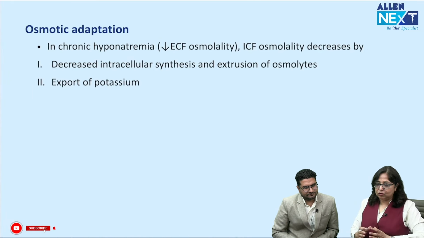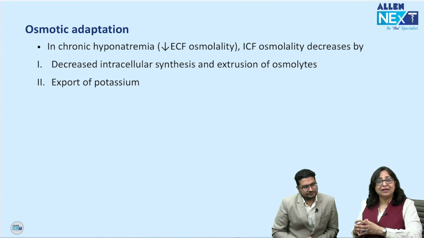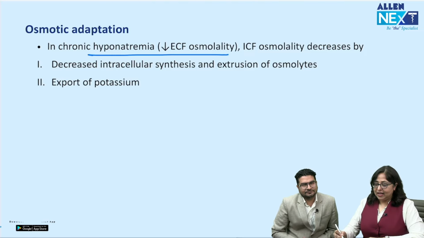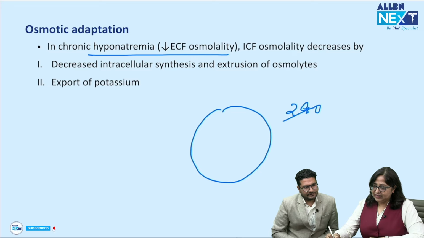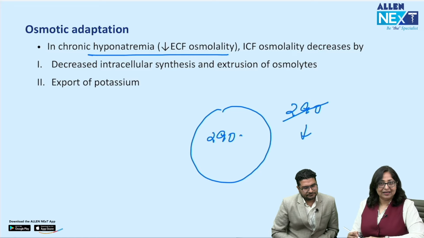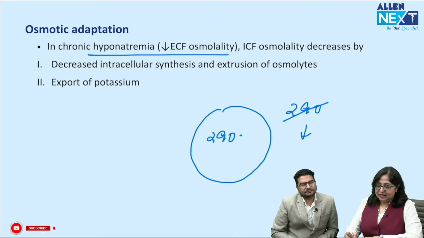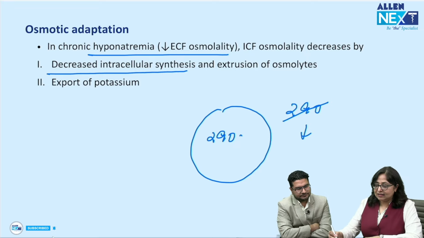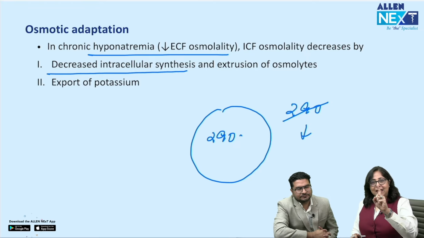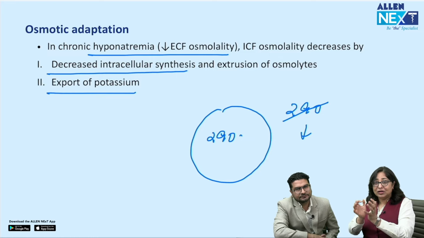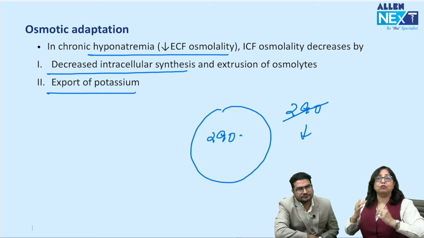Now let us see how osmotic adaptation takes place in hyponatremia. So hyponatremia means a reduced ECF osmolality. Now if the ECF osmolality from 290 has reduced, inside is at 290. Now I need to reduce the inside osmolality. So what do the brain cells do? They decrease the intracellular synthesis of osmotically active substances such as betaine, inositol, glutamine, and they also cause extrusion of these osmolytes. These osmolytes are thrown out of the cell, and there is export of potassium. Potassium is more inside the cell, so some amount of potassium is sent out of the cells.